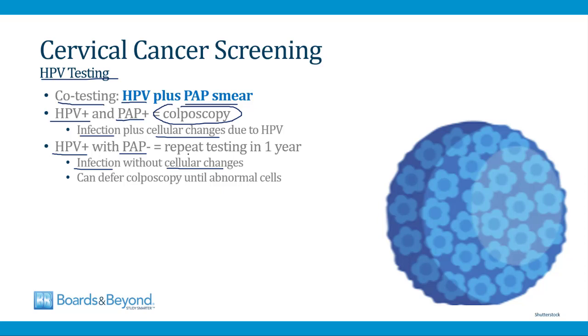And in this situation, you can repeat testing in a year, and this allows you to defer colposcopy. The idea is the test is telling you that although HPV infection is present, the cervical cells have not begun to change. That's why the Pap is negative. So you can defer the colposcopy until cells become abnormal in the cervix.